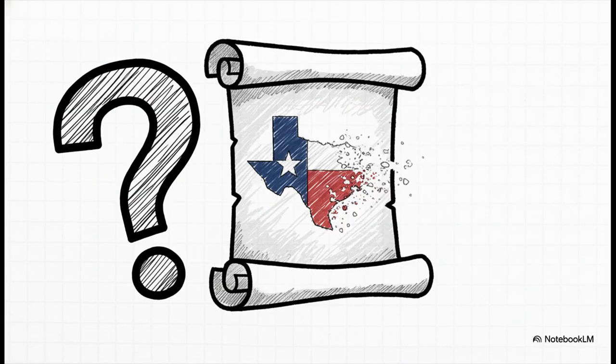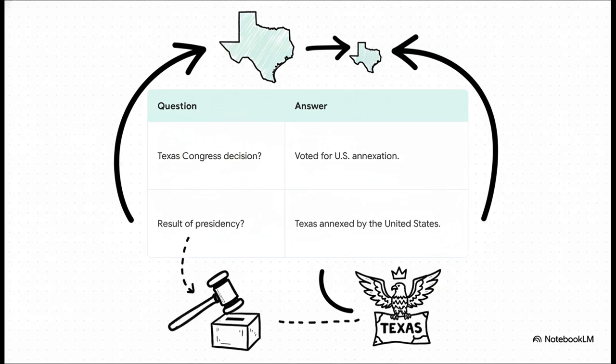The key phrase here is the quote itself. "The Republic of Texas is no more." So we need to find evidence in our notes that explains why the Republic stopped existing, what actually happened to it. Now notice something really important here. The answer isn't just in one single line. This time, we have to connect 2 related clues.